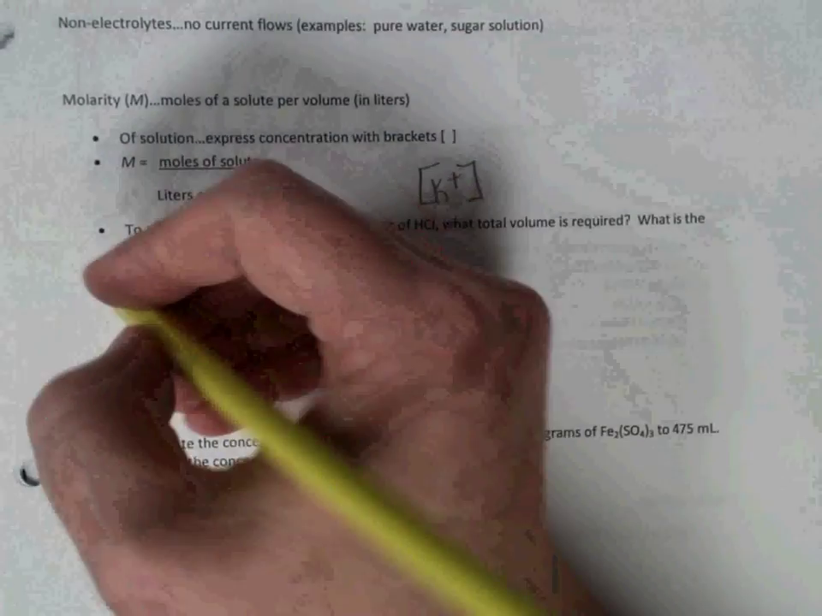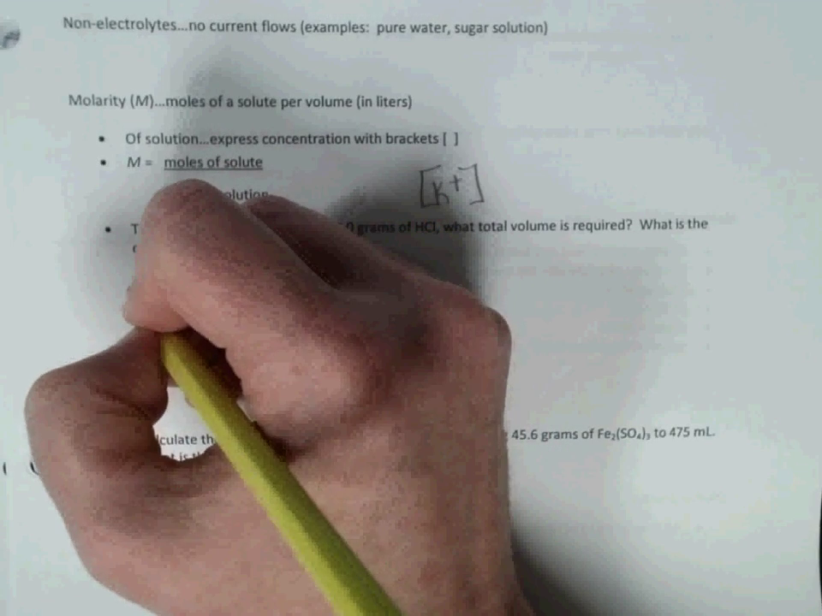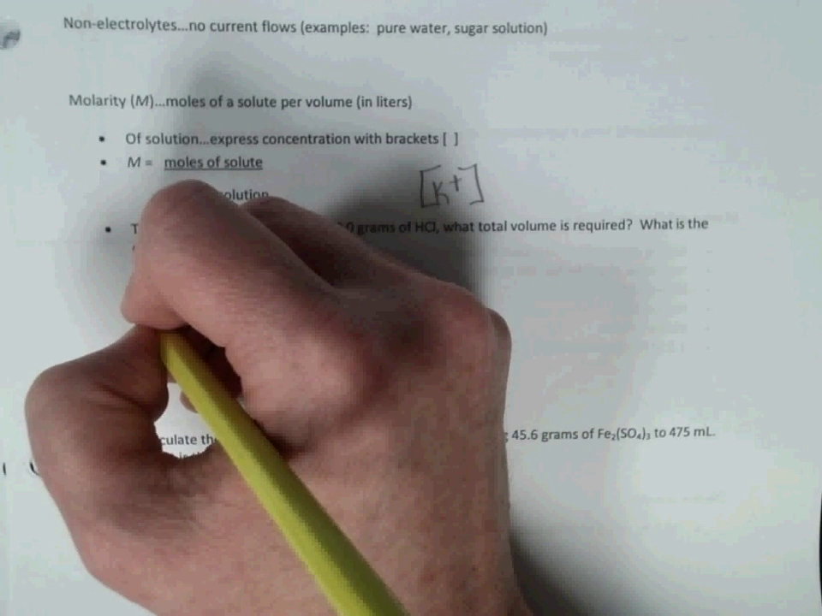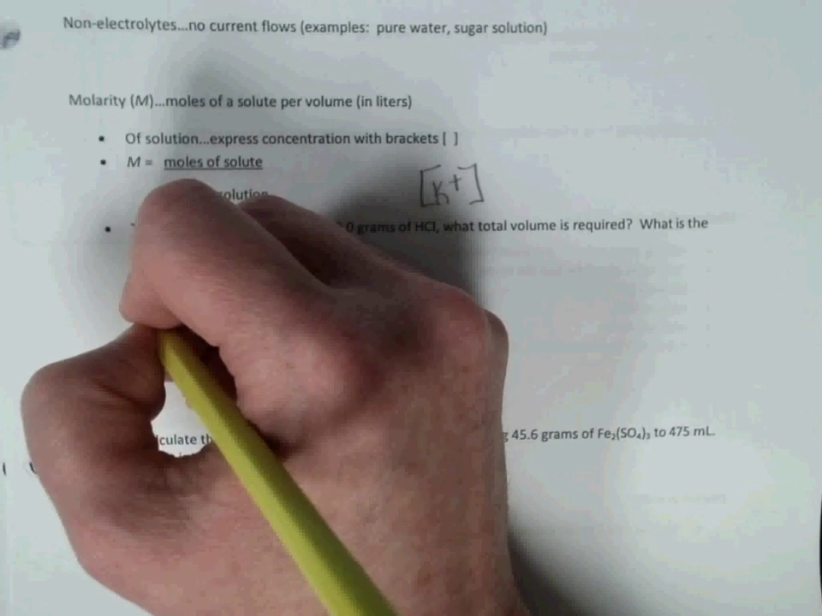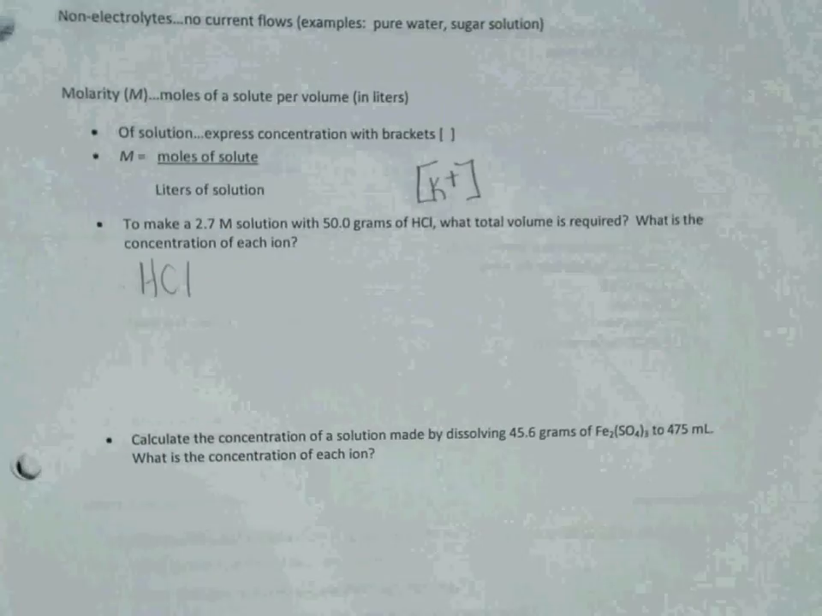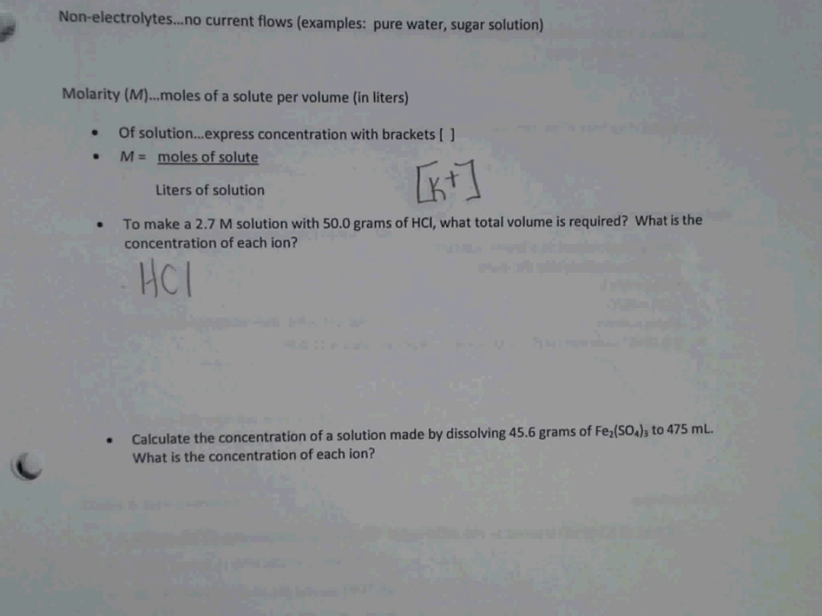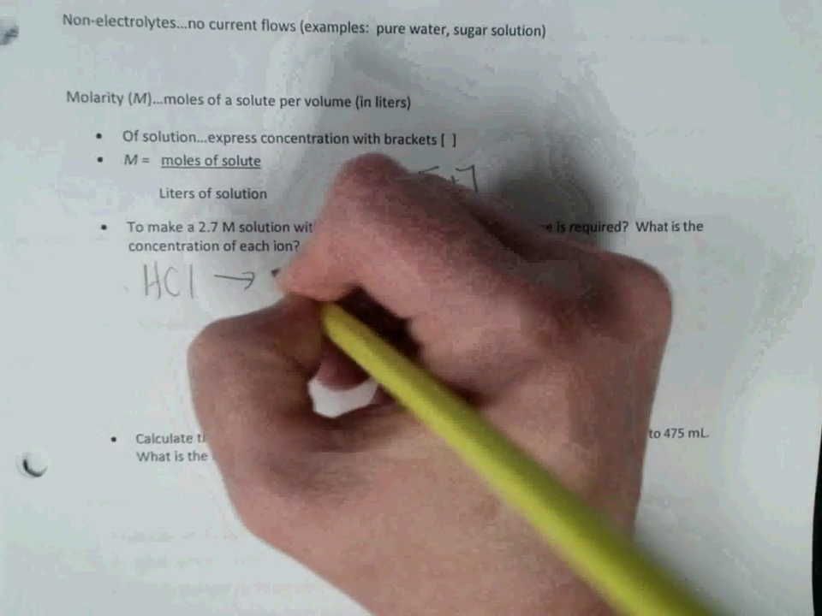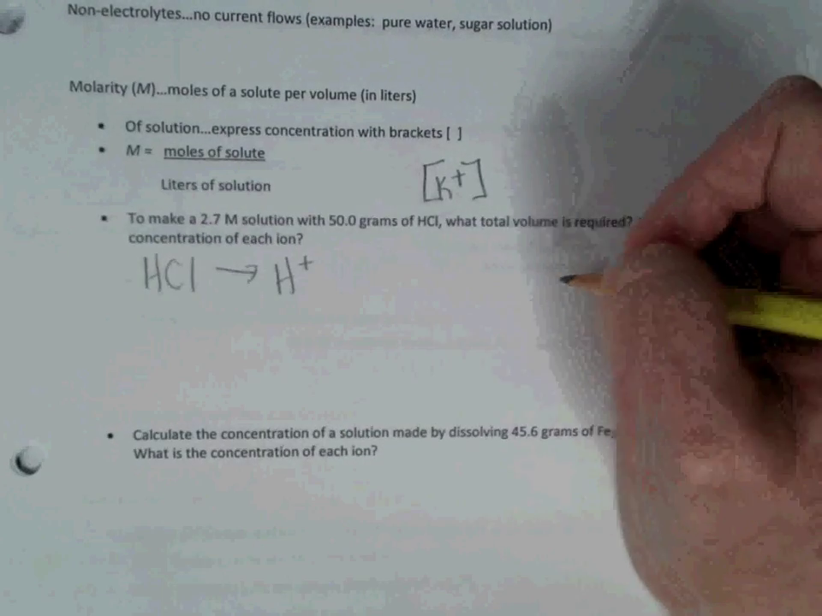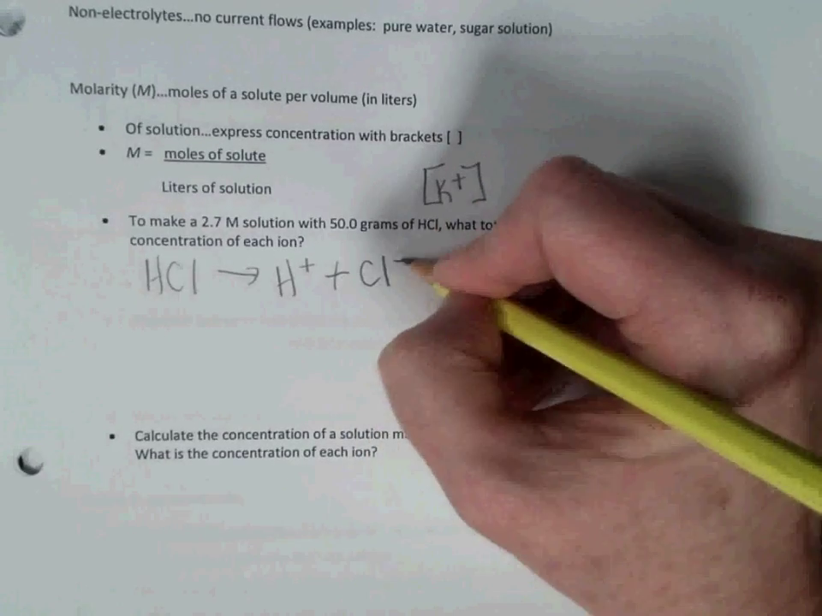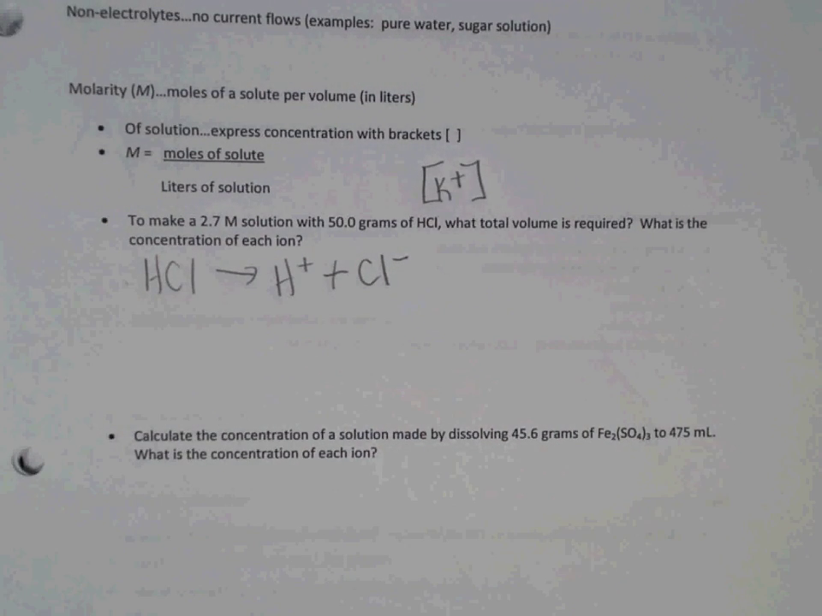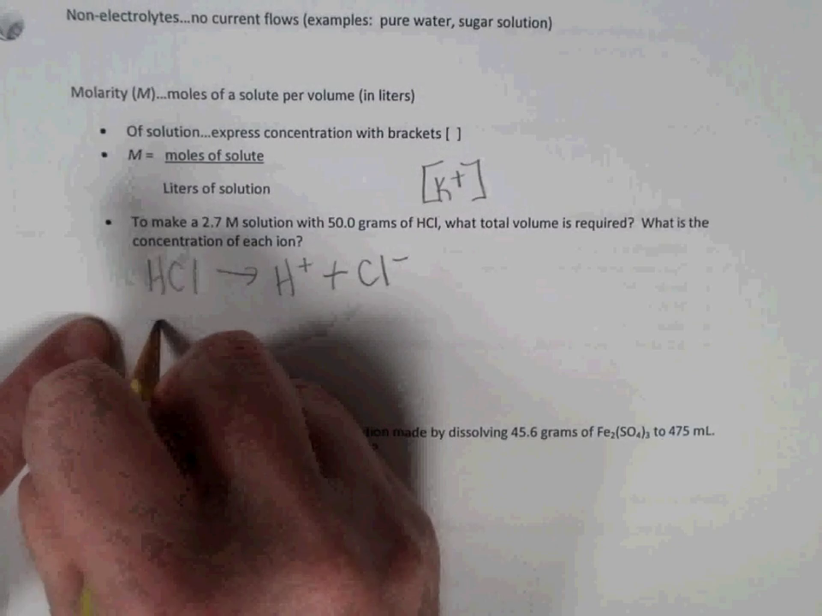First of all, what does this capital M mean? Molarity, right? It means moles per liter. All right, so let's see. If I've got hydrochloric acid and I want to know the concentration of each ion, what ions is hydrochloric acid going to break down into? Hydrogen and chloride, right? And hydrogen ions look like that, don't they? And what do chloride ions look like? Right. So it's going to break apart because we know it's a strong acid and it's going to completely dissolve. Isn't it a strong one? Okay. How much do we have to start with?